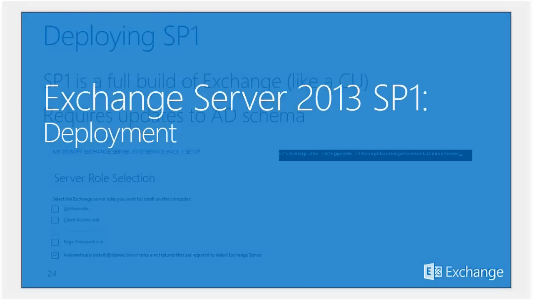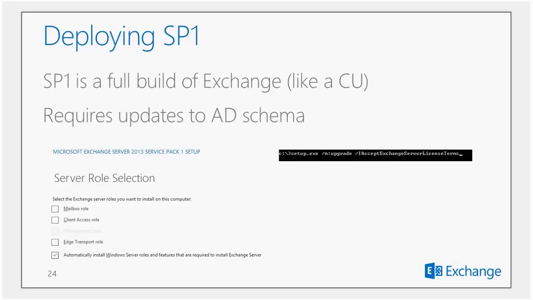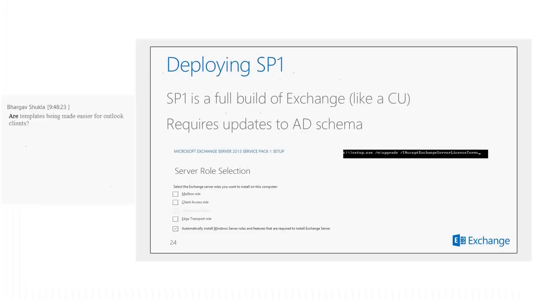It's been just a couple minutes on deployment. Scratch the surface anyway. Couple things of note. SP1 is a full build of Exchange. SP1 is essentially like a CU. So thinking in our early post where she said, you technically could think of SP1 as being CU4. We'll spend a minute talking about that shortly. Again, SP1 is going to require updates to AD schema, so make sure we carry those out.